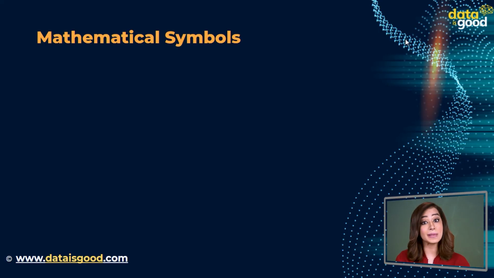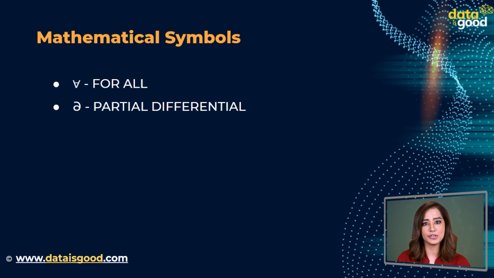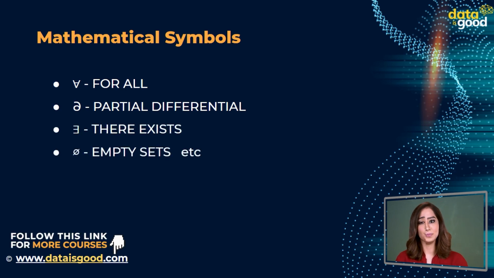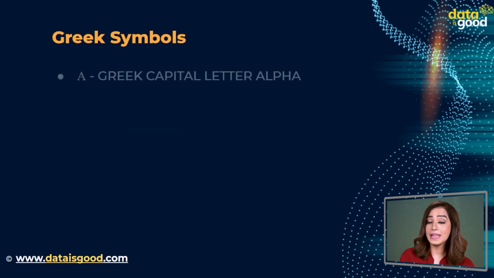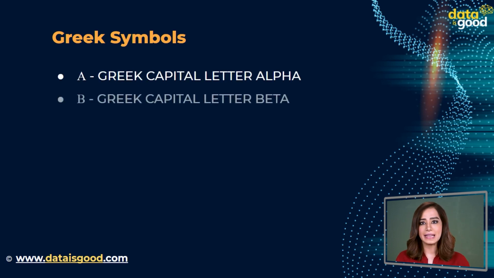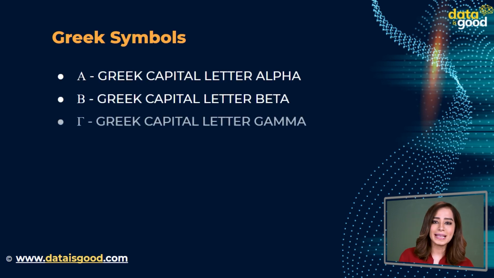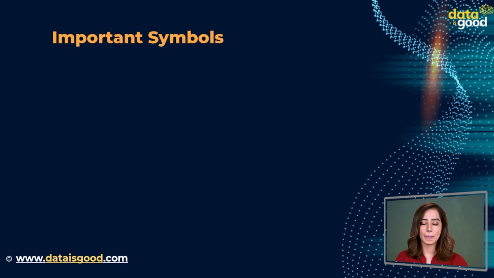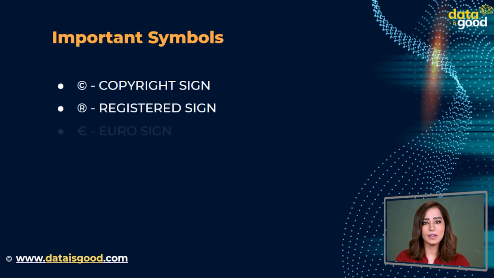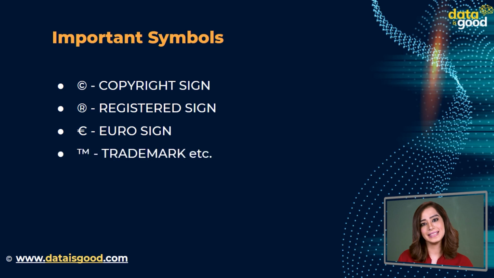HTML supports some mathematical symbols. For example, for all, partial differential, there exists, empty sets, etc. HTML allows us to use several Greek symbols as well. Greek capital letter alpha, Greek capital letter beta, Greek capital letter gamma, Greek capital letter delta, etc. Some important symbols supported by HTML, for example, are copyright sign, registered sign, euro sign, trademark, etc.